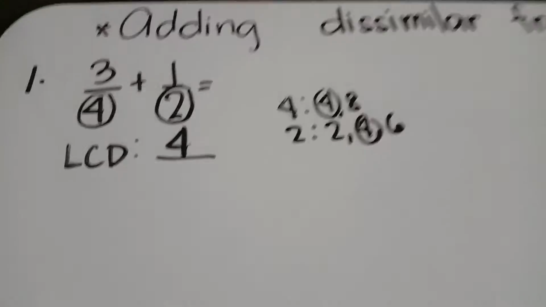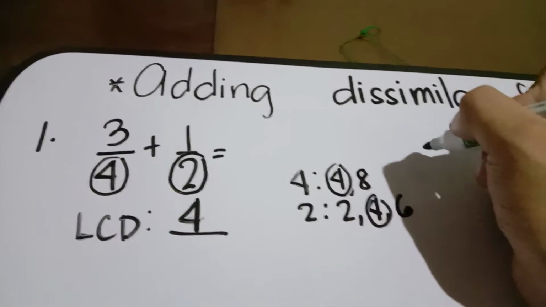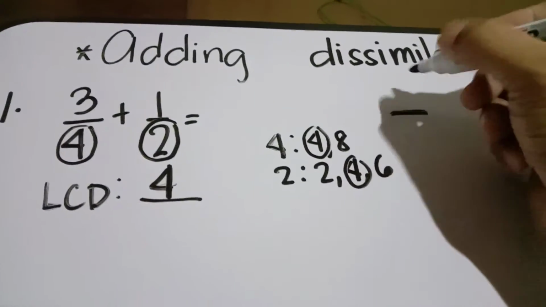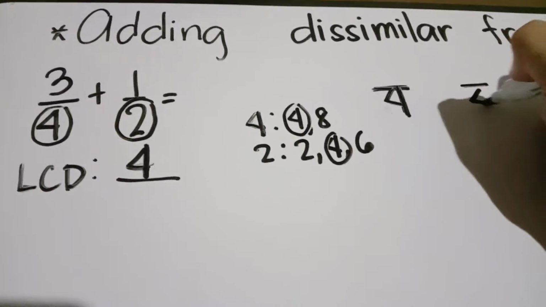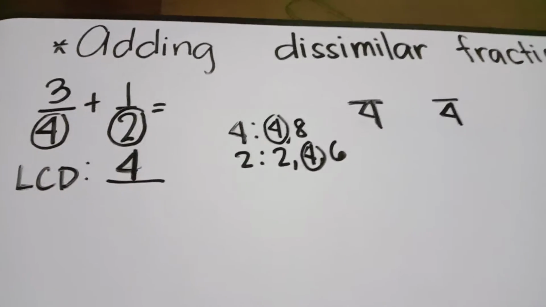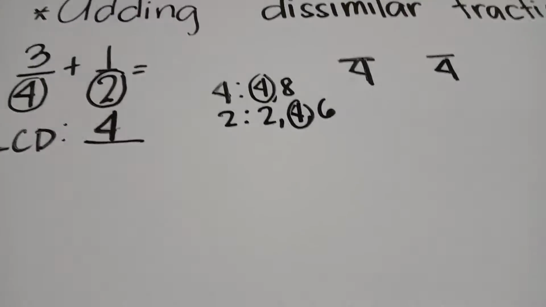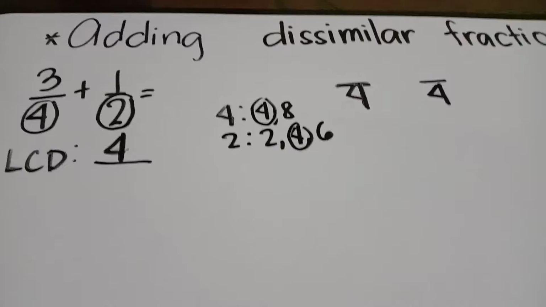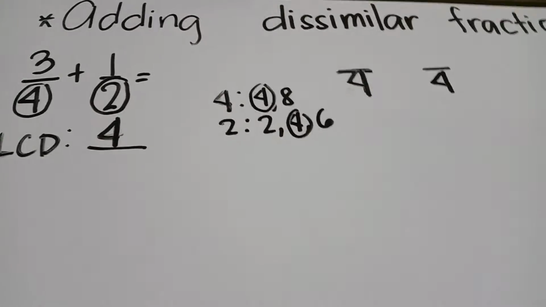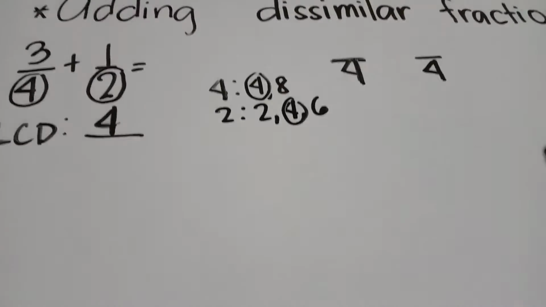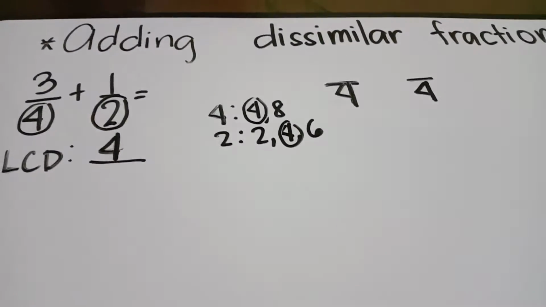Now, anong gagawin natin sa LCD na yan? Okay. So, gagawin natin na bagong denominator yung LCD na 4. So, 4 will be now the new denominators. Para maging similar fractions yung dalawang fractions. Ngayon, hahanapin natin yung bagong numerators. We are going to look for the new numerators.